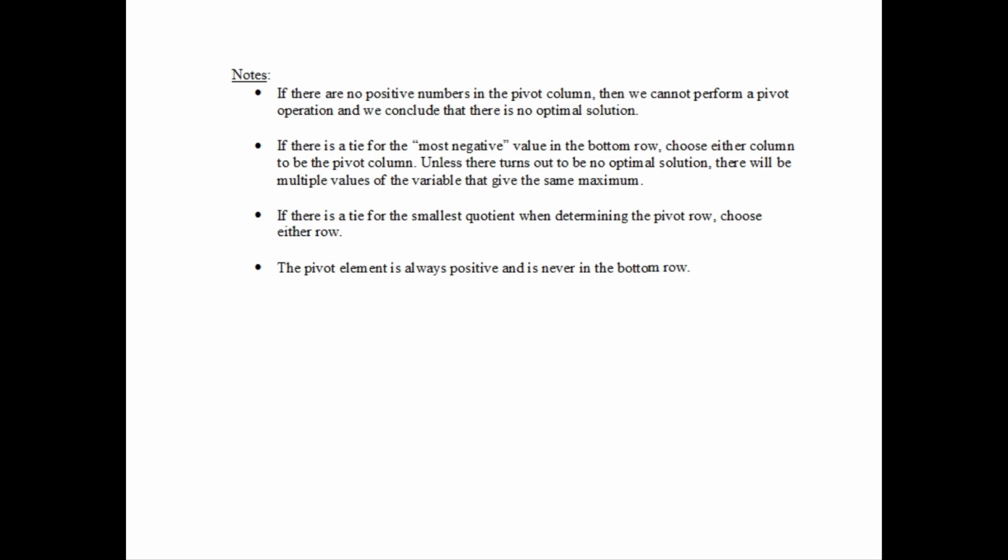In the graphical method, this corresponds to the situation in which the slope of the objective function matches the slope of one of the constraints, and therefore instead of being maximized at a corner, it's maximized on an edge. If there's a tie for the smallest quotient, you can choose either row. The pivot element is always positive and is never in the bottom row. We will never be pivoting around something in the bottom row.